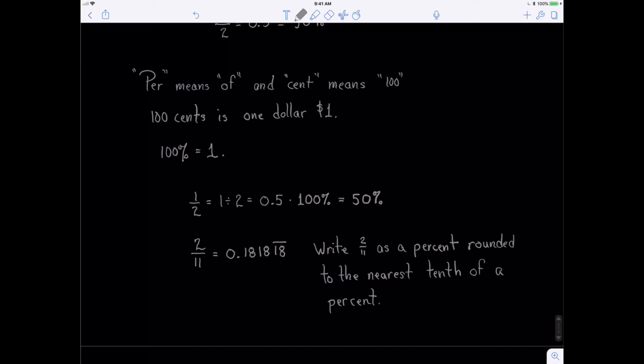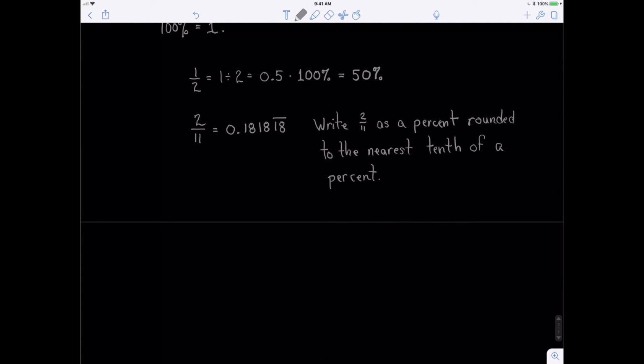So not rounded to the nearest 1/10, but 1/10 of a percent. The easiest way I find to do this is first change 2/11 to a percentage and then round it to the nearest tenth of a percent. So let's try this. If I take 2/11, that means I take the number 2 and divide it by 11, and that gives me my decimal of 0.1818 repeating, and this goes on forever. But now we're going to multiply that by the number 1, and that 1 is the same as 100%.